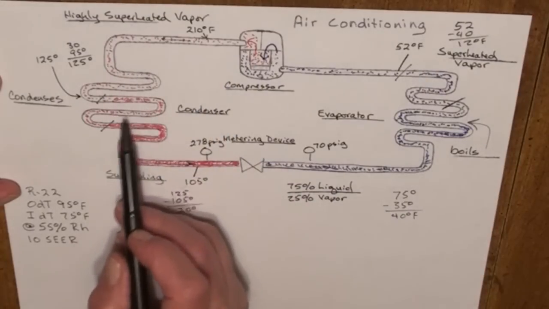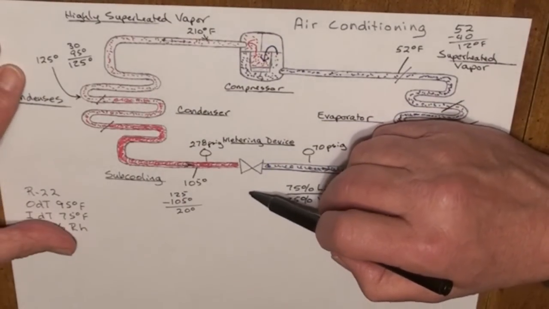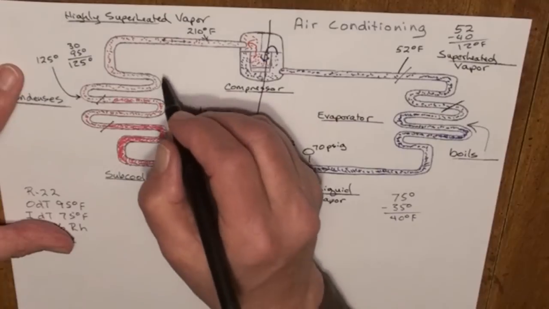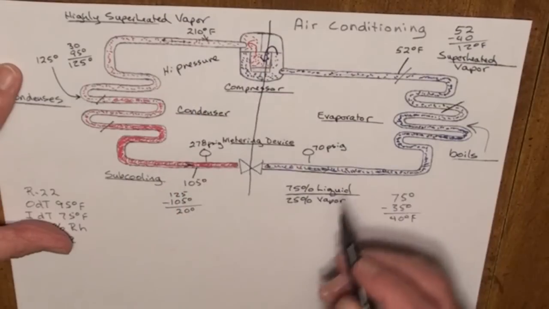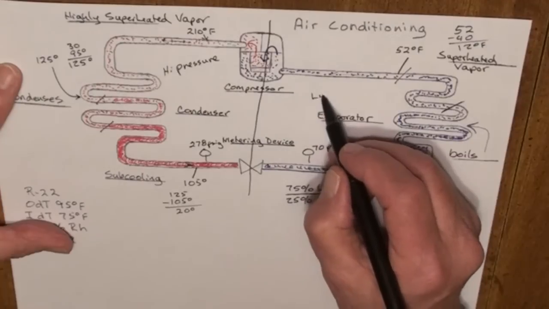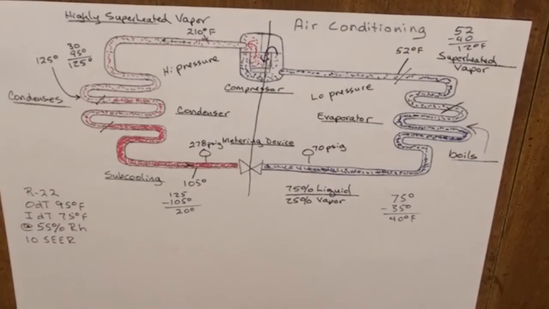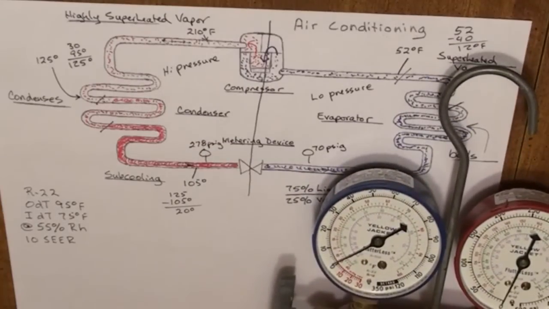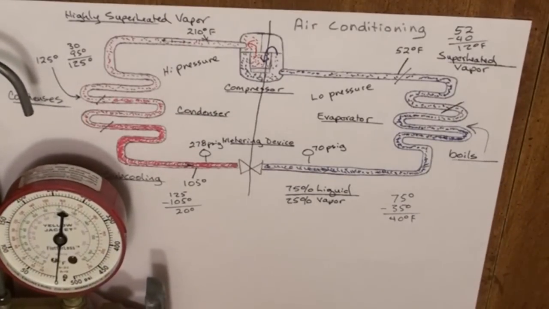This is called the high side. What you see in red is considered the high side of the system. You can literally draw a line through it. High pressure side. Low pressure side. I would have my blue hose connected to the low pressure side. I'd have my red hose attached to the high pressure side.